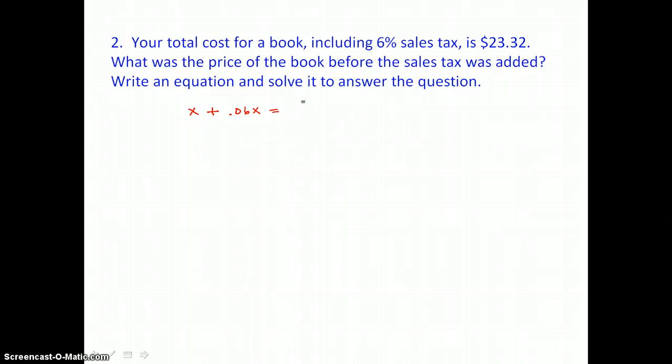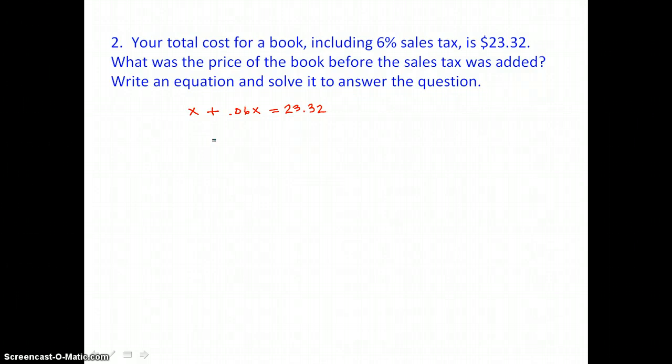And that total cost then is $23.32. So we've got the cost of the book plus the sales tax. And notice that I didn't put in 6%. I put 6% in decimal form in my equation. 6% of x is going to be the tax added on to the cost of the book to give us a total cost of $23.32. So solving for x, I've got like terms on the left.